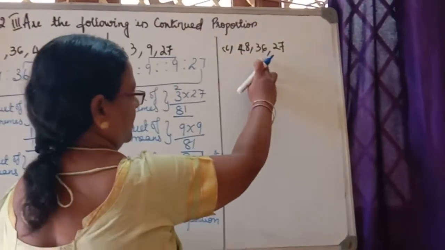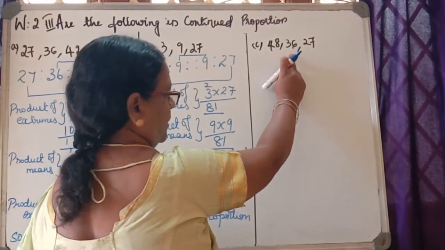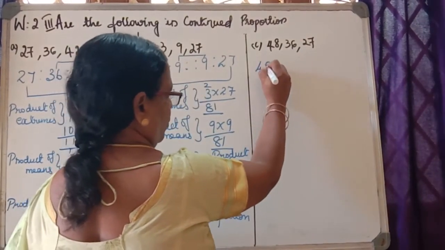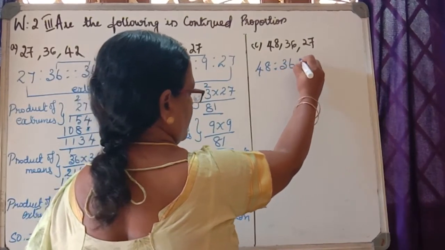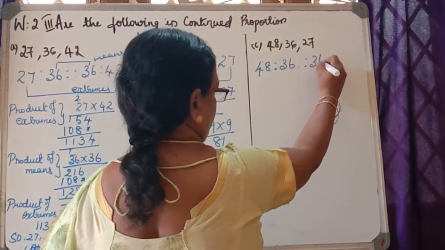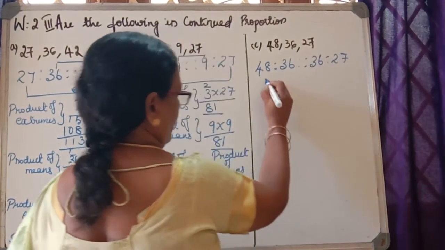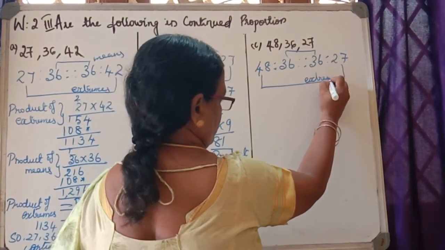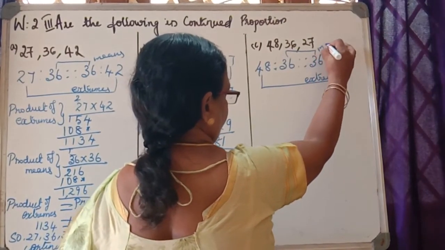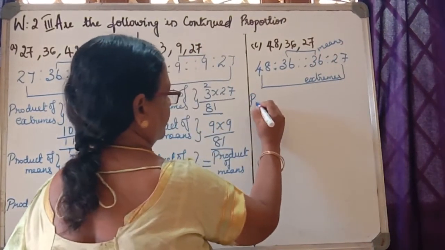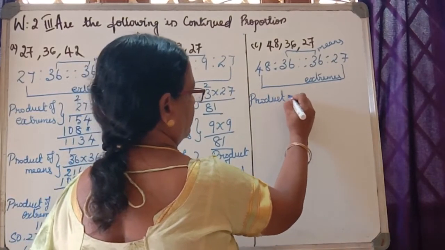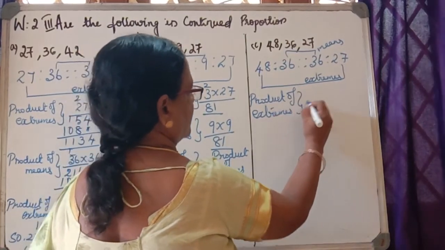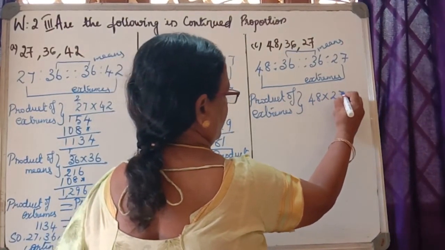Here 48, 36, 27. The second term is 36. We have to repeat the 36 as the third term also. 48 is to 36 as 36 is to 27. Product of extremes should be equal to product of means. What is the product of extremes? That is 48 into 27.